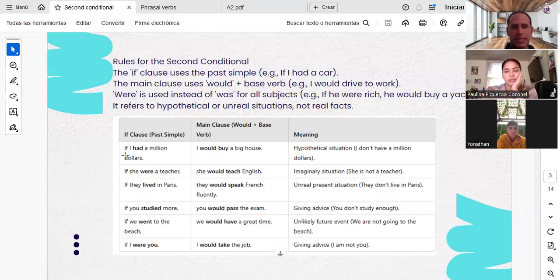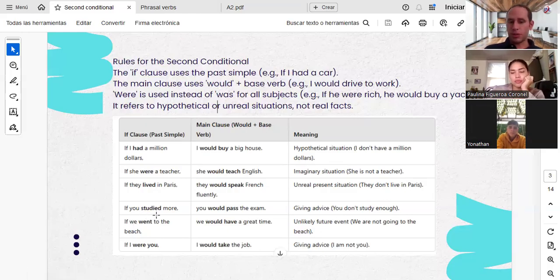If clause past: if I had $1,000,000, I would buy a big house. Hypothetical situation. I don't have $1,000,000. Do you have $1,000,000, guys? No, so sad. What a shame, right? What a pity. So, if she were a teacher, she would teach English. Imaginary situation. She's not a teacher, right? If they lived in Paris, they would speak French fluently. And real present situation, they don't live in Paris.